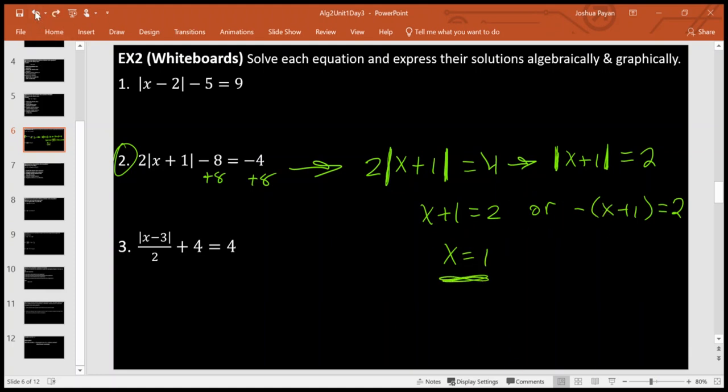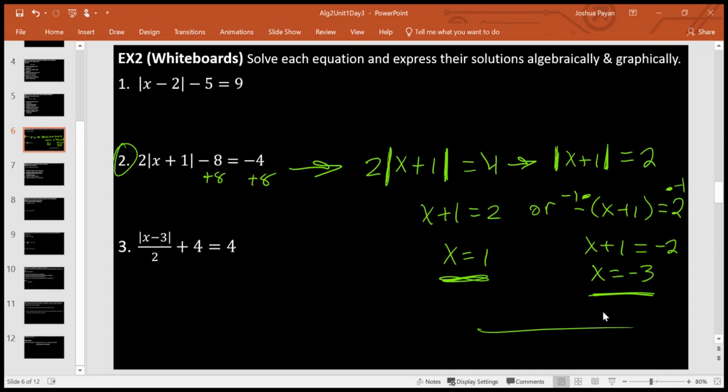I'm going to go ahead and multiply by negative 1 on both sides. So times negative 1, times negative 1, right? That's going to give me positive x plus 1 equals negative 2 now. Then I'm going to subtract 1 from both sides. So now I have x equals negative 3. And those are my two solutions.